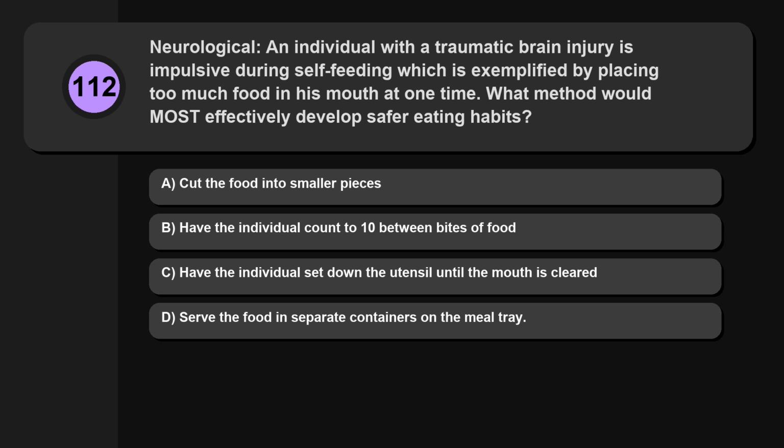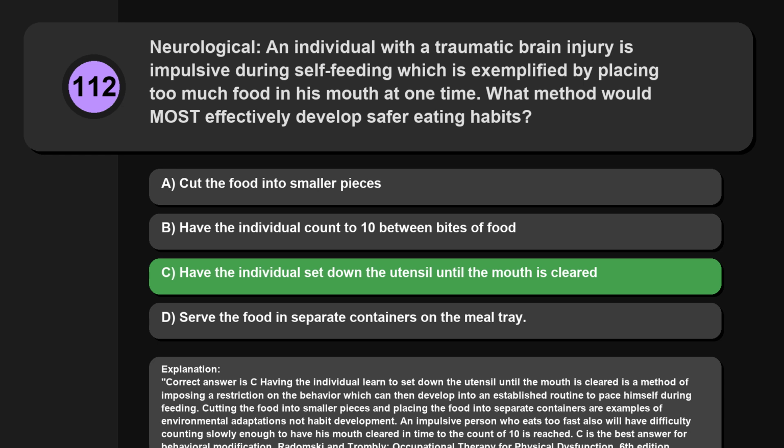What method would most effectively develop safer eating habits? Option A. Cut the food into smaller pieces. Option B. Have the individual count to 10 between bites of food. Option C. Have the individual set down the utensil until the mouth is cleared. Option D. Serve the food in separate containers on the meal tray. The correct answer is option C. Have the individual set down the utensil until the mouth is cleared.